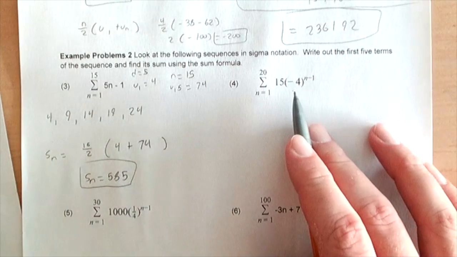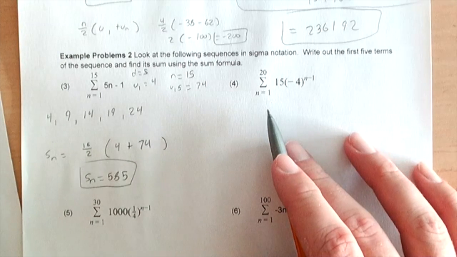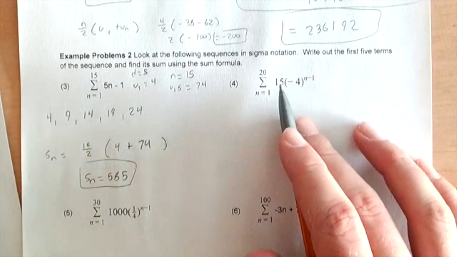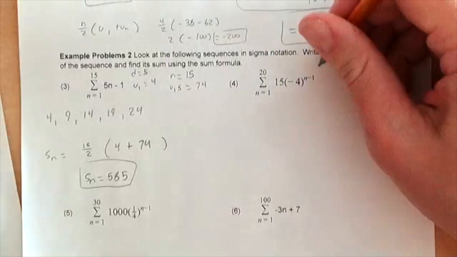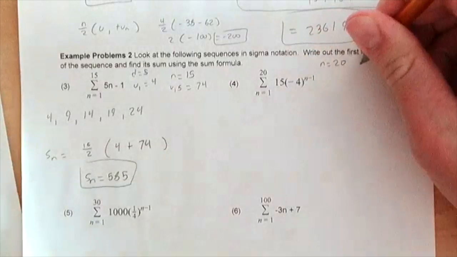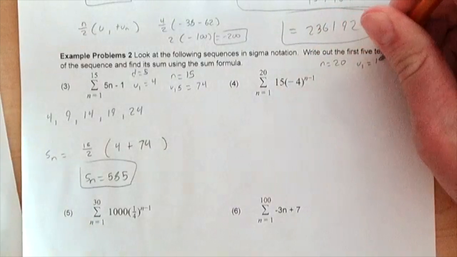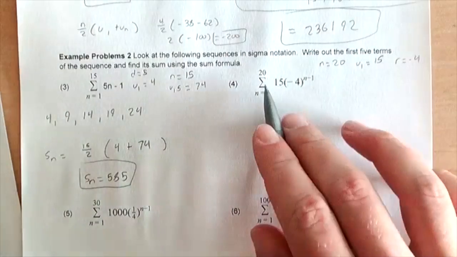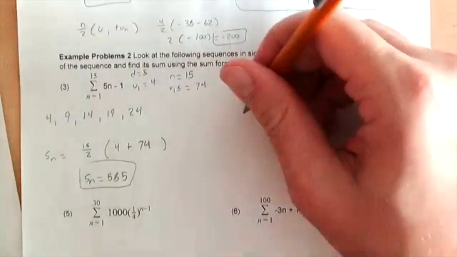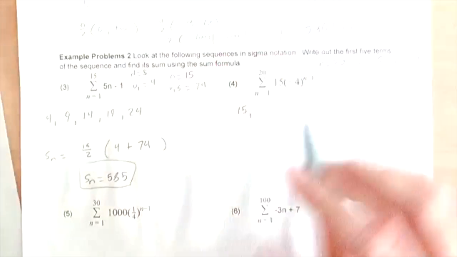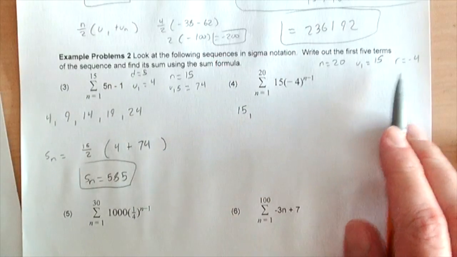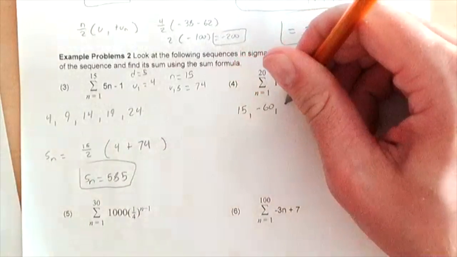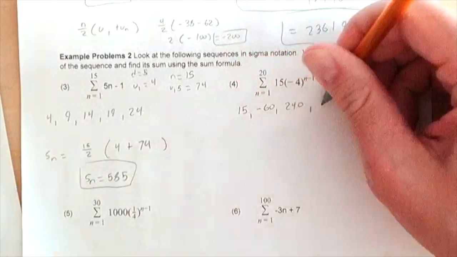This one is geometric, but we're still trying to do the same thing. First 5 terms, and then the sum. And we want to identify what we have. N is going to be 20. There's 20 terms. The first term is 15, and the common ratio is -4. Then I can take that first number and just keep multiplying by the common ratio. 15 times -4, -60. Times -4, 240.